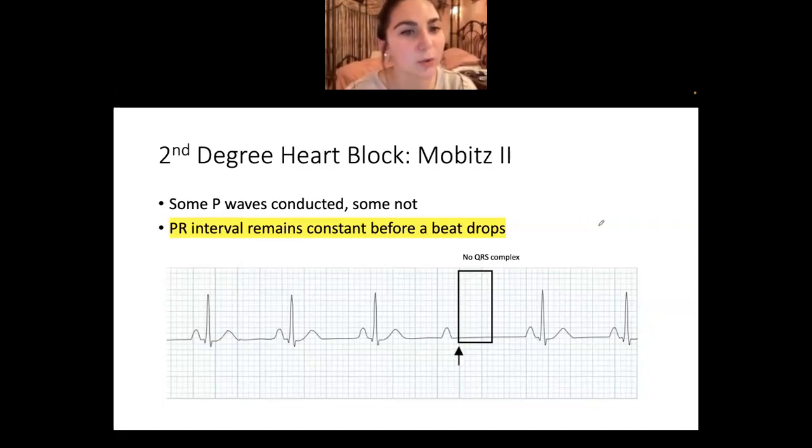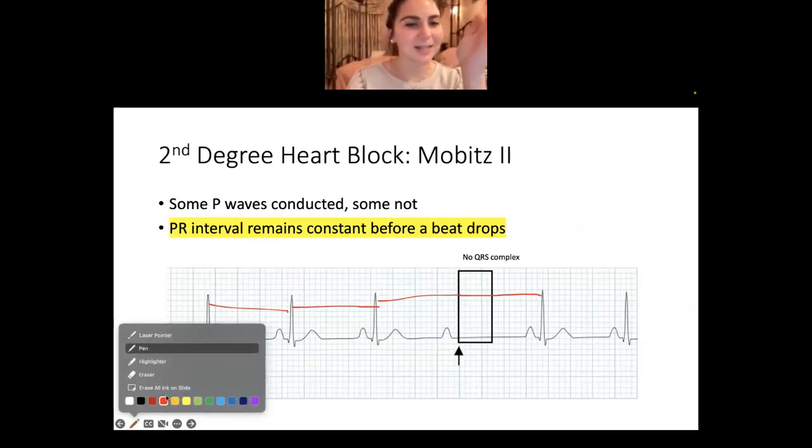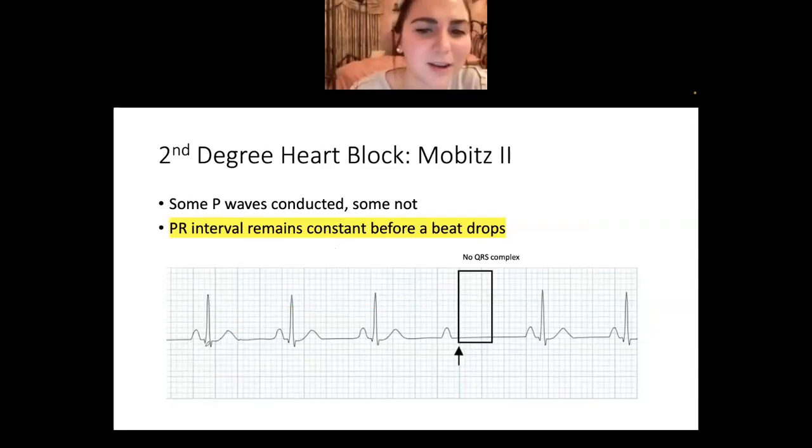Whereas Mobitz 2, it doesn't tell you. No foreshadowing whatsoever. Just a dropped complex. You're just like, okay, weird. Usually you can pick this out, again, by looking at the rate. You're like, okay, that's normal, that is not normal. And it's just every now and then. It's not an irregular rate the whole time, like with AFib. It seems consistent. There's just a missing QRS complex. But then you look at the PR interval and it's normal every single time. You're like, okay, this is a Mobitz 2, type 2 heart block.